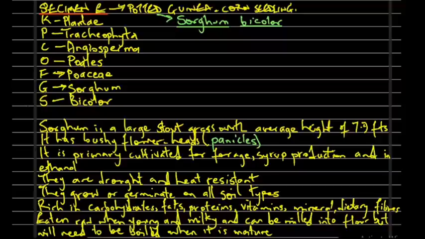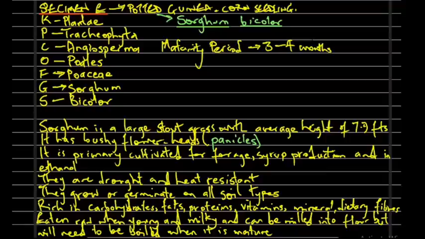So the maturity period for this crop here, we have it to be between 3 to 4 months. Maturity period is between 3 to 4 months. That's 90 to 120 days, and it is a known cereal. So these are some of the things that we need to understand about the guinea corn.